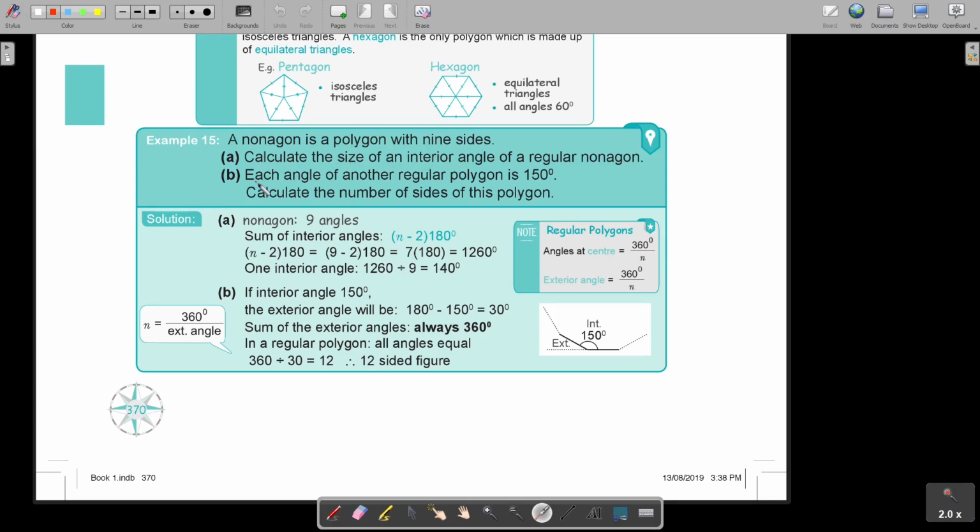Okay, so it's just saying a nonagon is with 9 sides. Calculate the interior, but it's this one, B. Each angle of another regular polygon is 150. This one is more difficult because they give you the interior. Then you must, with a straight line, first find the exterior by saying 180 minus 150, and that's 30. You see? So meaning that this one is 30. And then you will say 360 divided by 30, and that's 12 sides.